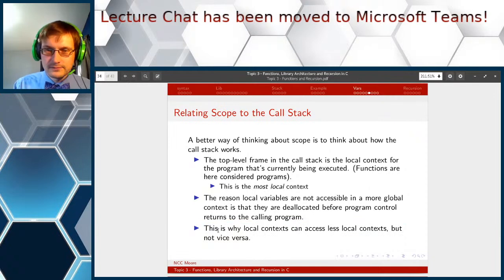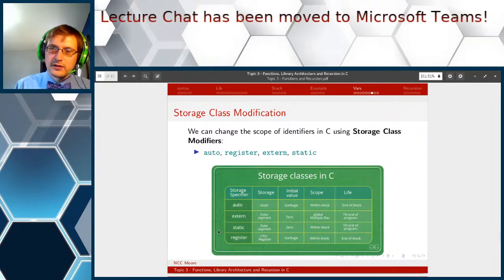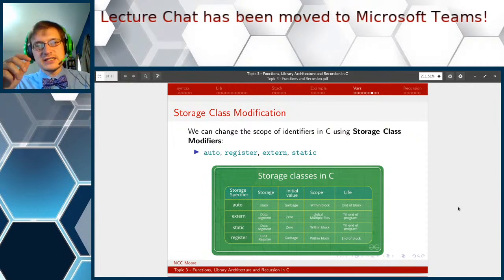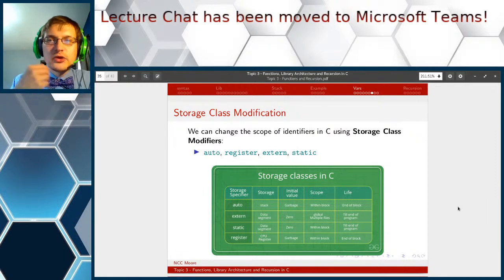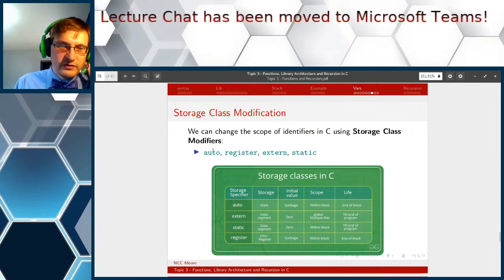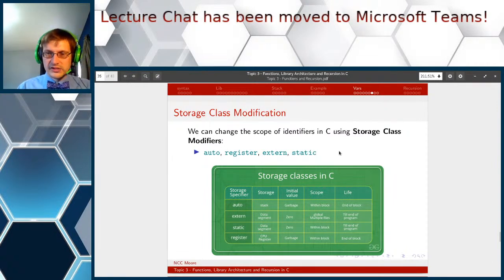So there you go. Now, we have another concept: some syntactic constructs in C which allow us to modify where a variable is stored and therefore the context in which it's accessible. Generally speaking, let's go through what the four are first. We've got automatic variables, or auto. We've got register variables, external variables, and static variables.